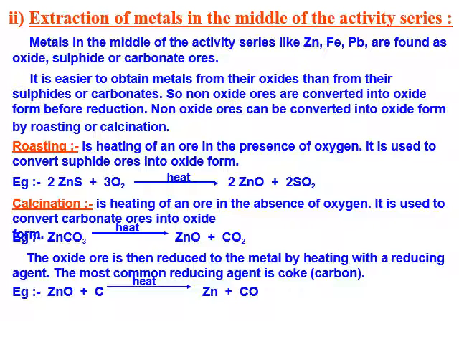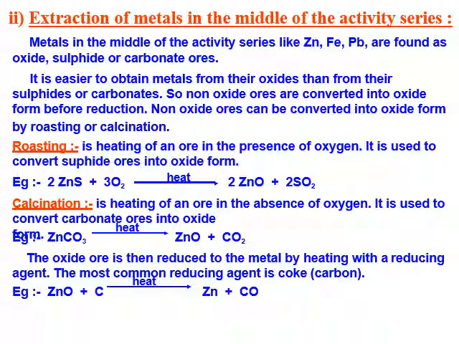This is roasting, or heating of the sulfide ore in the presence of oxygen. And calcination is the heating of an ore in the absence of oxygen. It is used to convert sulfide ores into oxide form or carbonate ores into oxide form. Example, zinc carbonate, when given heat, forms zinc oxide plus carbon dioxide.